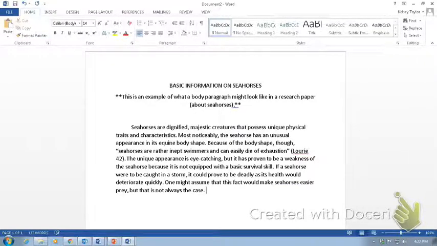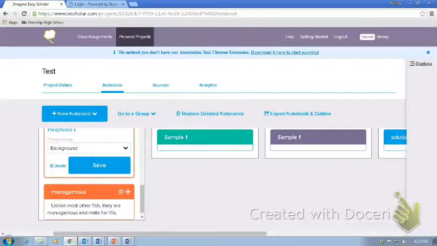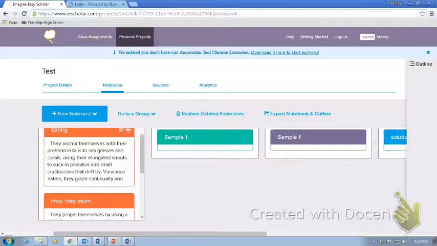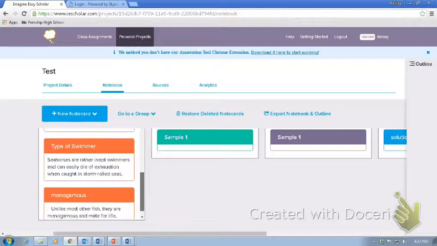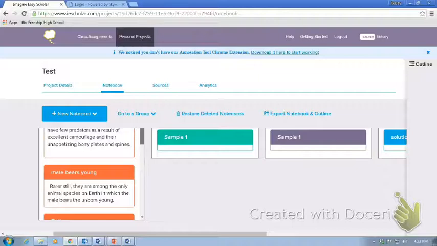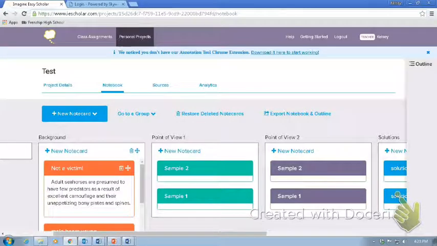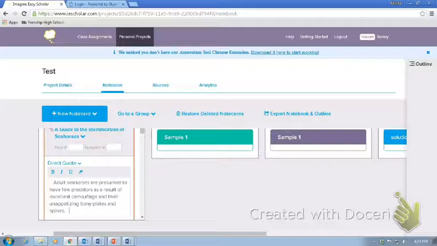So here comes my next piece of evidence. I read that seahorses are really good at camouflaging themselves, and also they're not very meaty, so a lot of predators don't want to eat them. Okay, so I want to see here. Oh, here we go. Adult seahorses are presumed to have few predators as a result of excellent camouflage and their unappetizing bony plates and spines.